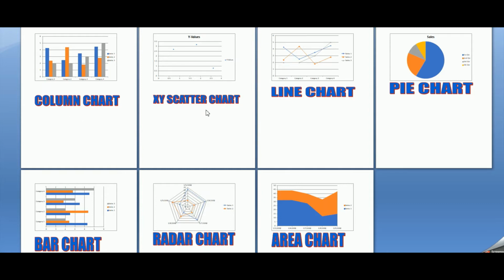Second one, you can see here, the XY scatter chart. This chart is basically used when you are comparing pairs of values. Here, X and Y values, you can see some of the dots are showing the values. When you are comparing the values, in that case we use this XY scatter chart.